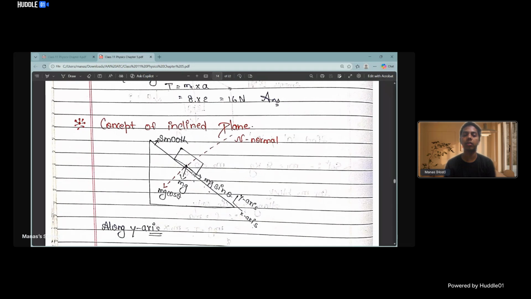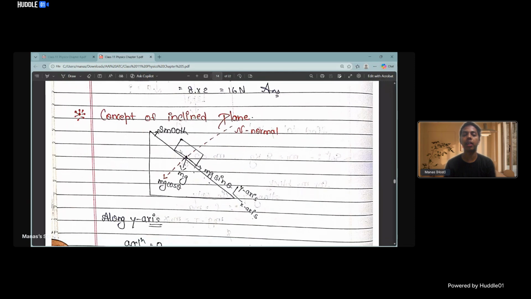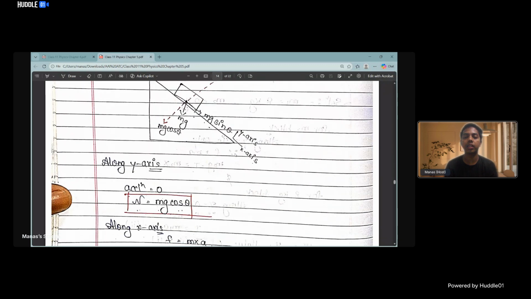Most of the questions in class come from this. Okay, so there is a mass on an inclined plane. We can remember this: if mg is applied, the components will be mg sin theta and mg cos theta. mg cos theta will be opposite the normal, and mg sin theta will give the force to move the object in the x axis.